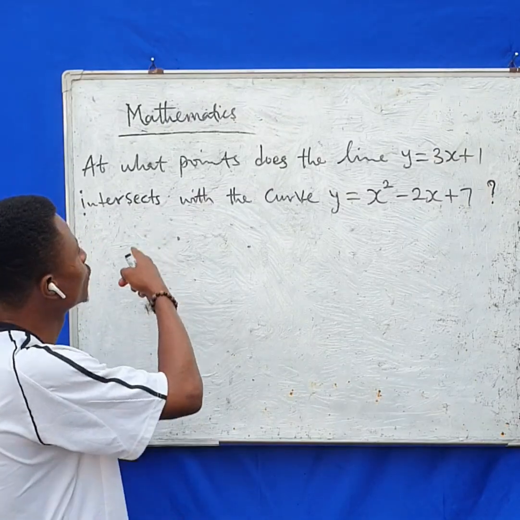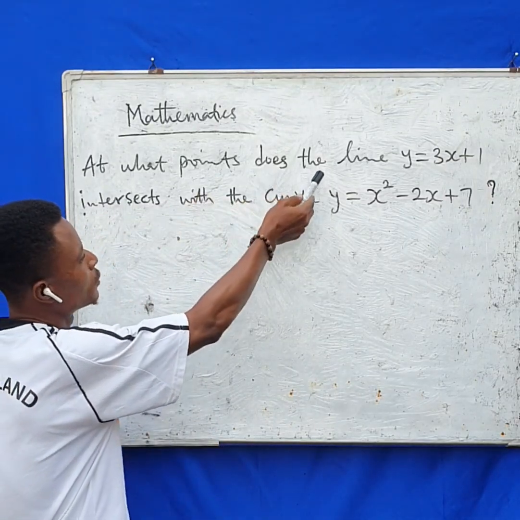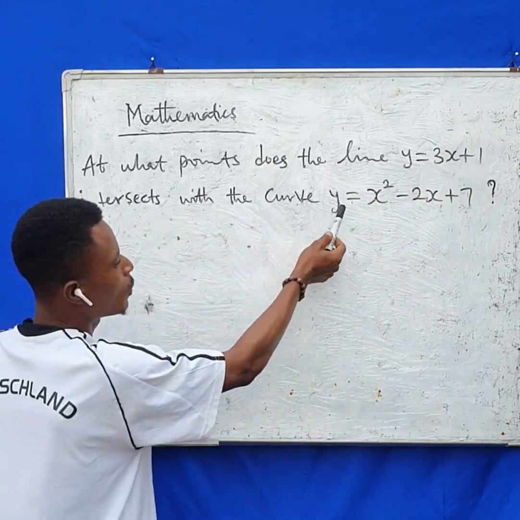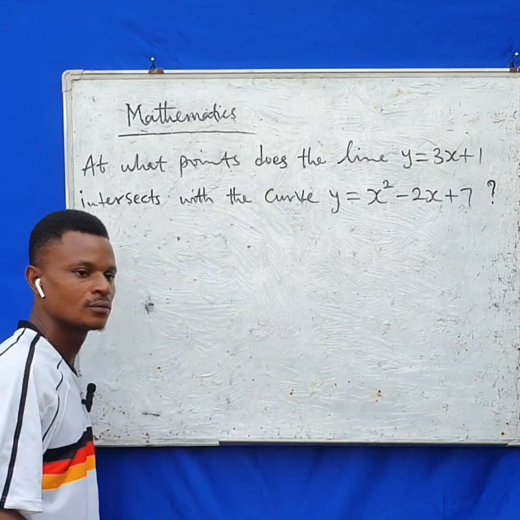Let me show you how to solve this kind of question on the board. You are told: at what points does the line y equals 3x plus 1 intersect with the curve y equals x squared minus 2x plus 7?